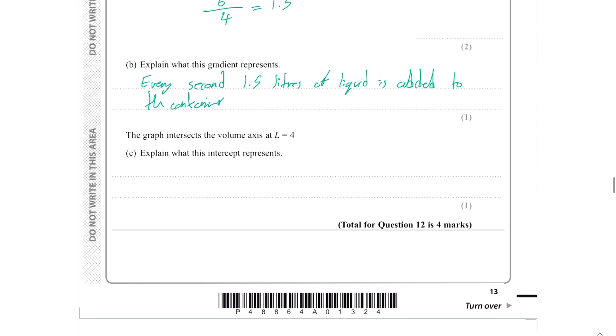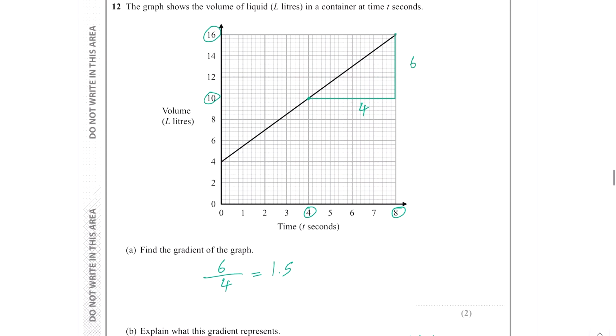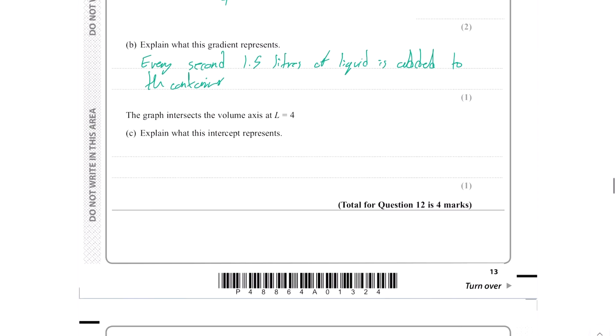Then it says the graph intersects volume axis at L is equal to 4. So that's basically referring to this point here. It's saying what's going on here? Because the graph seems to start right here rather than at 0. So what this means is this container already had 4 liters of water in it before we started filling it. So explain what the intercept means. So it means the volume of liquid in the container at the start.